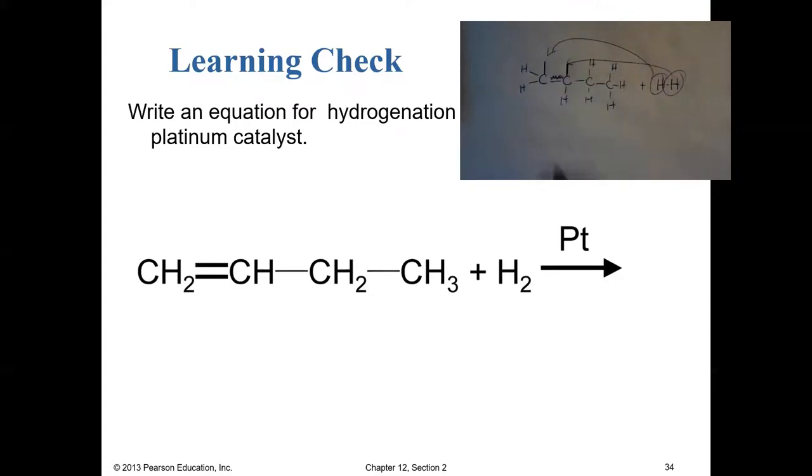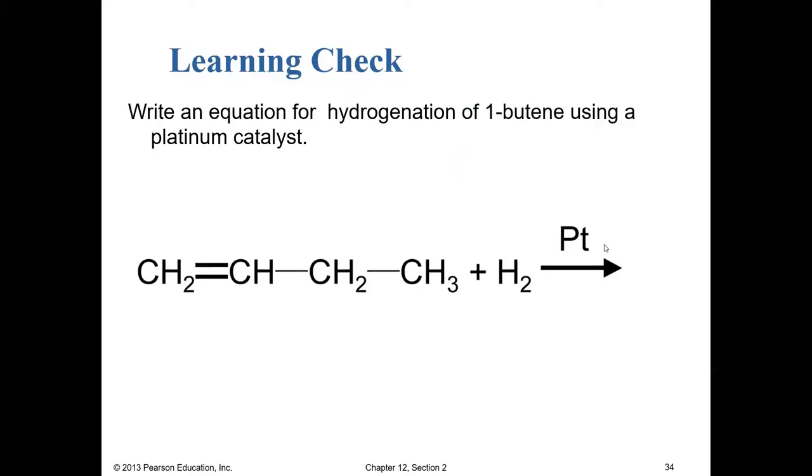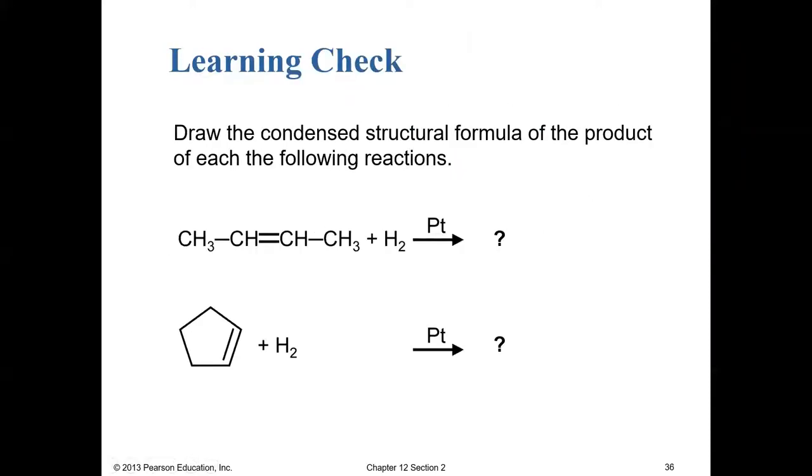So when you draw it out, again, what you're just seeing is there's that new hydrogen in there. And we've gone from a 1-butene to a butane. There's a hydrogen there. Okay. And if you were drawing it just condensed, remember CH3, CH2, CH2, CH3. So there you go.